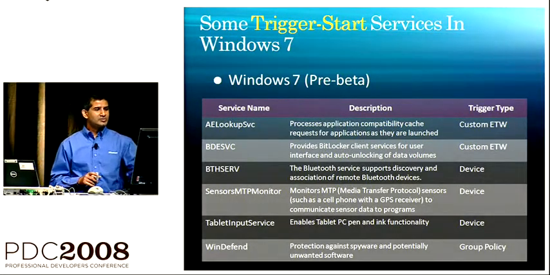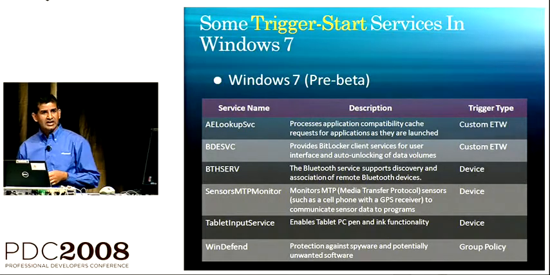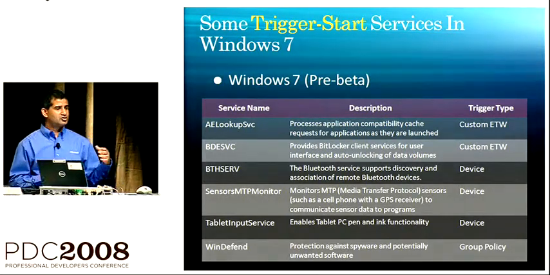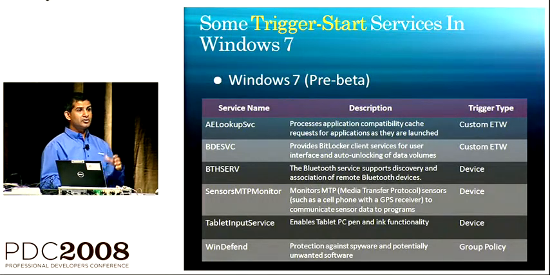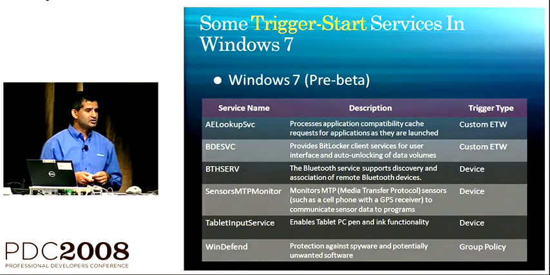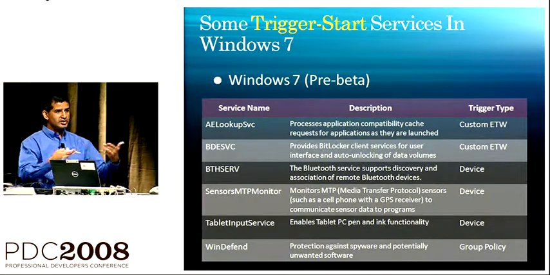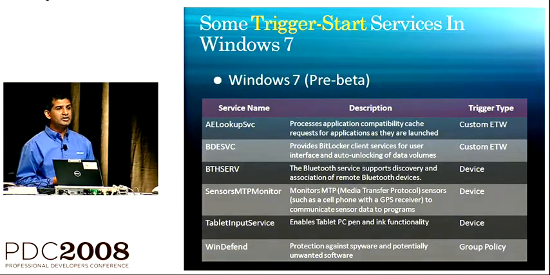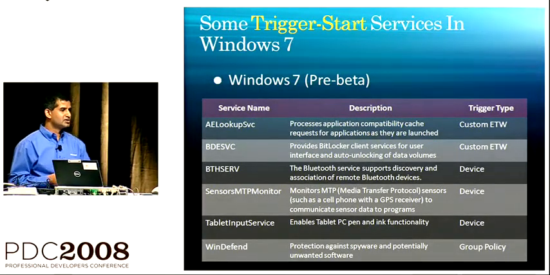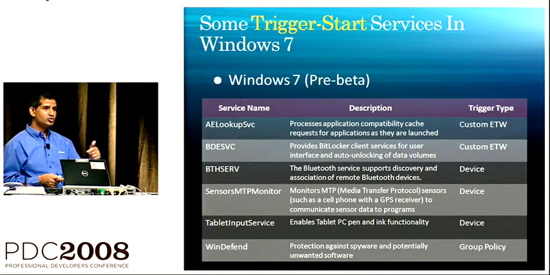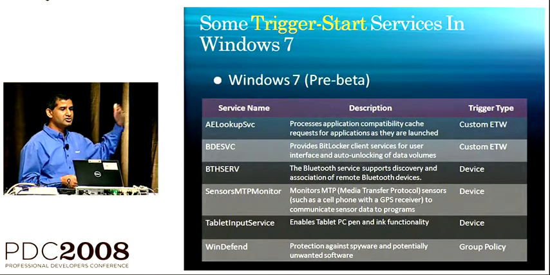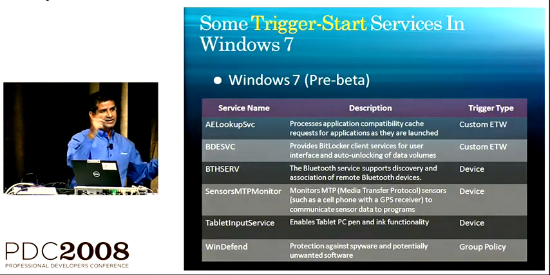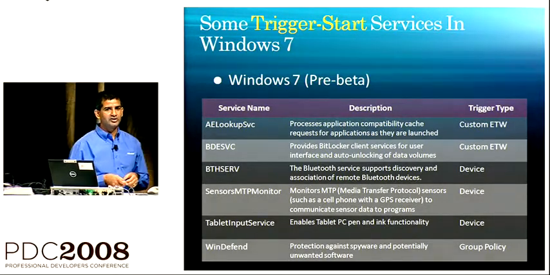And then the AE lookup service is an application compatibility thing that Microsoft has for applications that might not work properly, and they figure out certain things to be able to make them work. They have certain unique requirements on ETW triggers. So they implemented their own ETW provider, and then the service was the subscriber for that. So the service only starts up when that unique custom ETW event triggers.